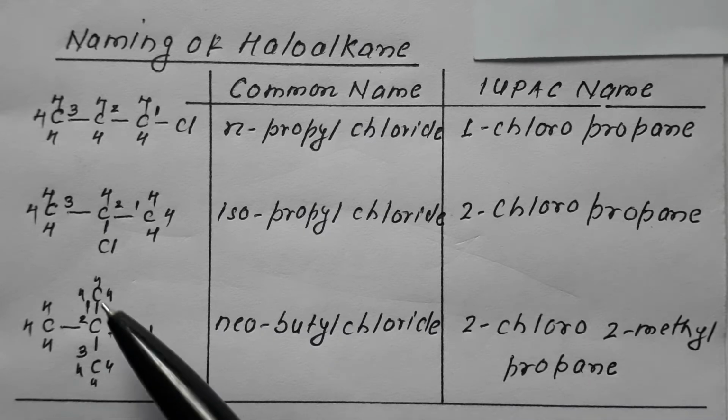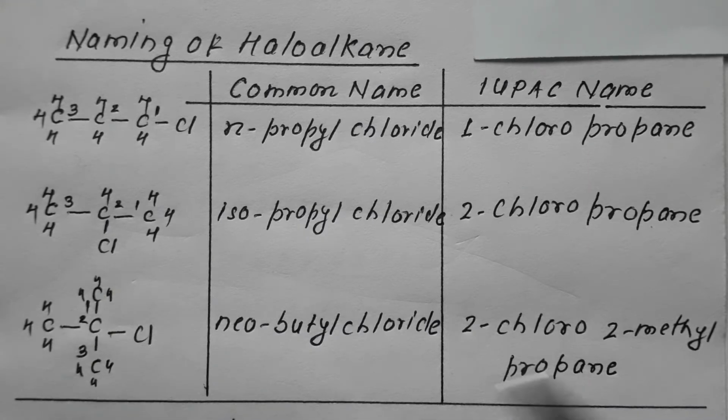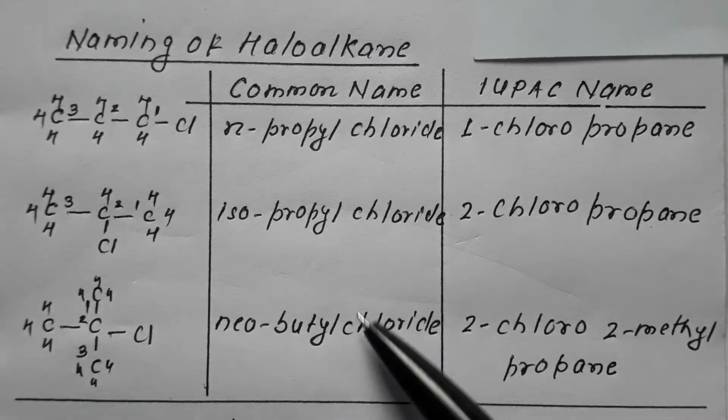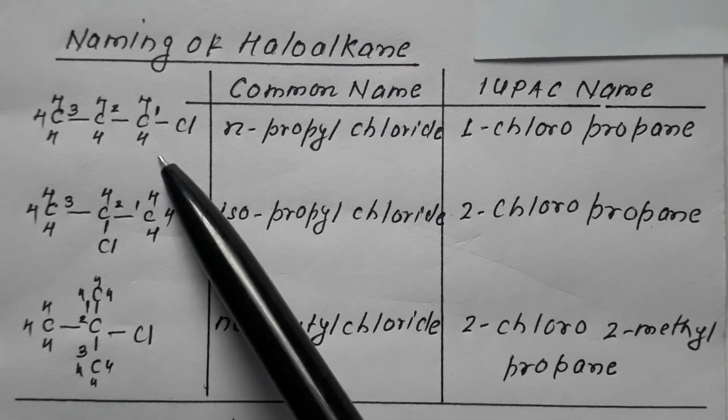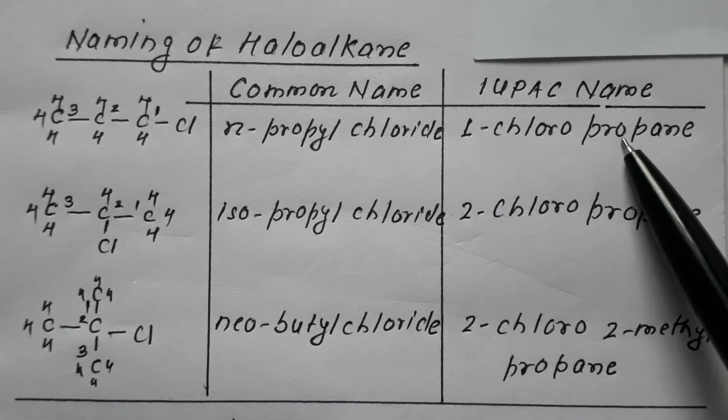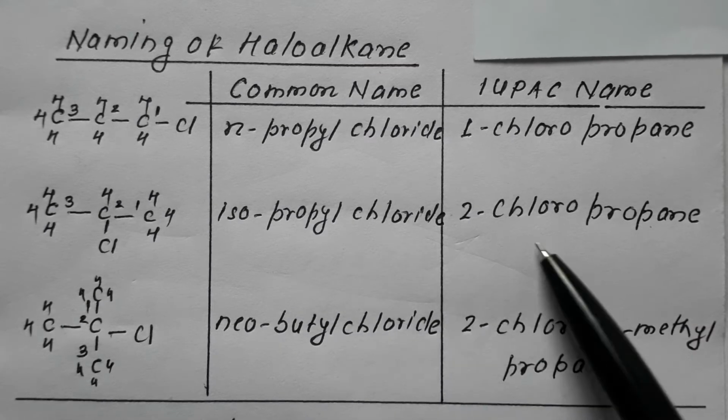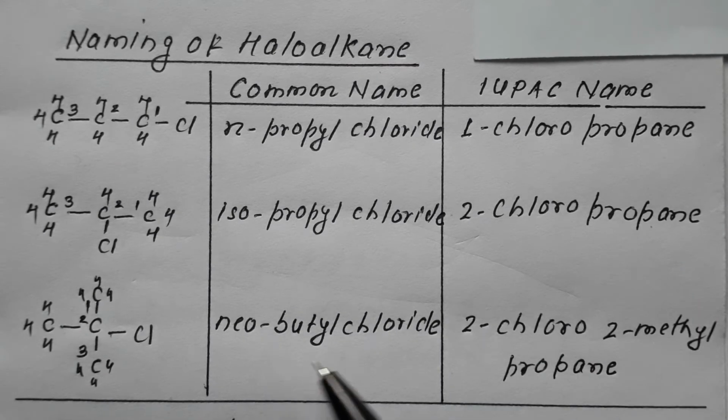This is a compound in which the chain is 1, 2, 3. So 3 carbon chain is prop, single bond, propane, having methyl at position 2 and chloro at position 2. Since alphabetically chloro, C, comes before M, it is written as 2-chloro-2-methylpropane. So these are some of the common names and these are the IUPAC names. This is N-propyl chloride, 1-chloropropane. This is isopropyl chloride, 2-chloropropane. This is neo-butyl chloride, 2-chloro-2-methylpropane.